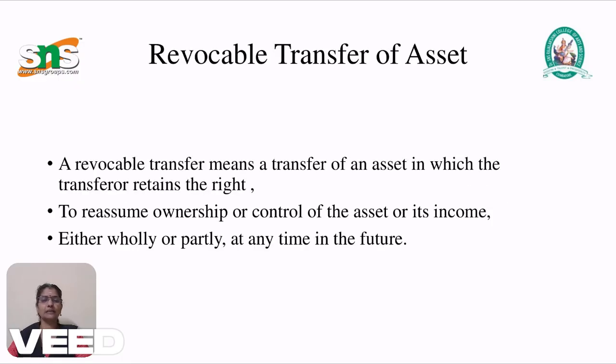Next, revocable transfer of asset. It means a transfer of an asset in which the transferor retains the right to reassume the ownership or control of the asset or its income, either wholly or partly, at any time in the future. This is called a revocable transfer of asset. Simply said, when we transfer the asset, the transferor retains the right to reassume the ownership or control of the asset or the income.